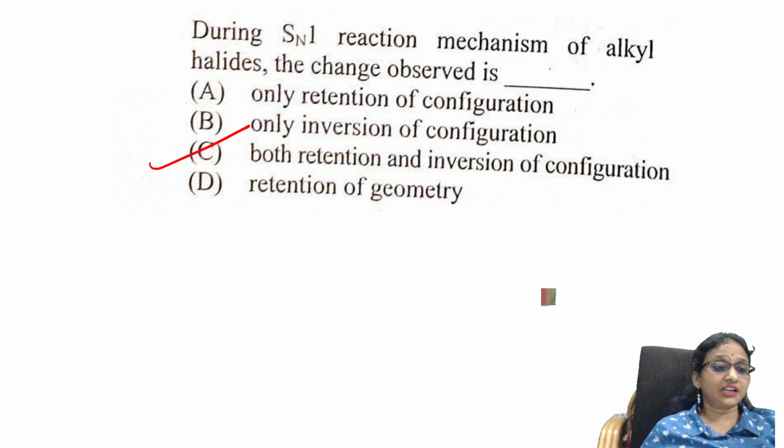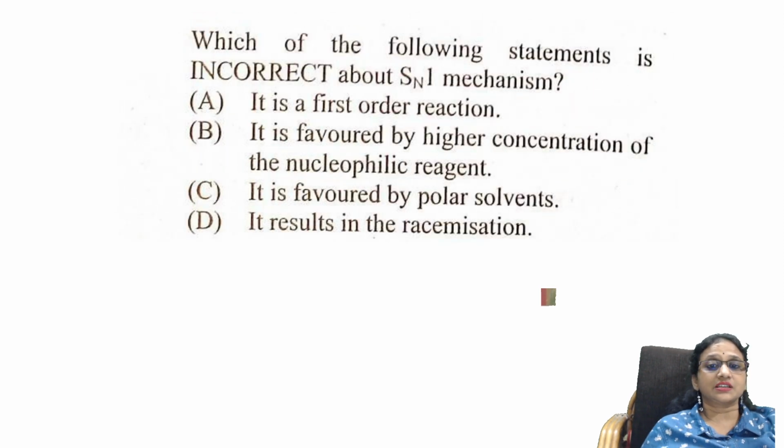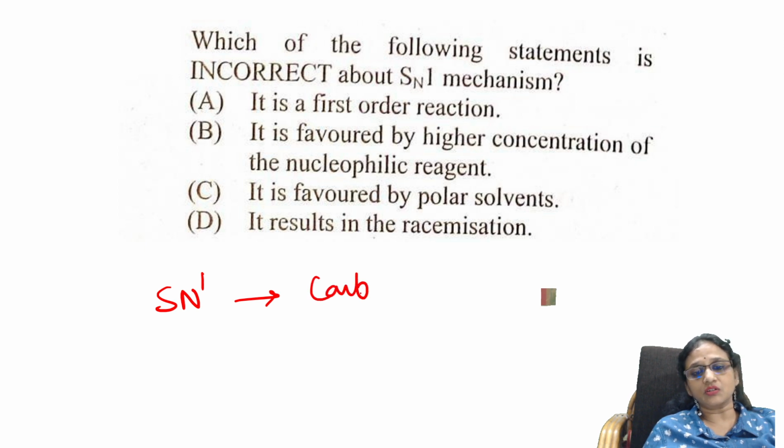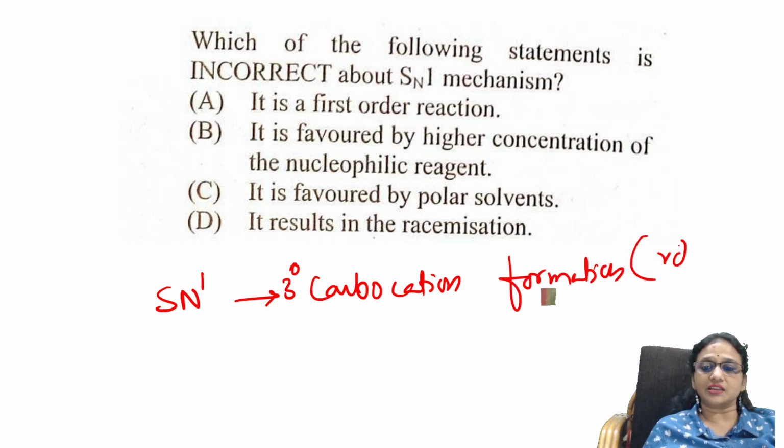Second step, the nucleophile attacks. It can attack from both sides. Next, which of the following statements is incorrect about the SN1 mechanism? Remember, in the SN1 mechanism you have a carbocation, that is, tertiary carbocation formation. This tertiary carbocation formation is the RDS.